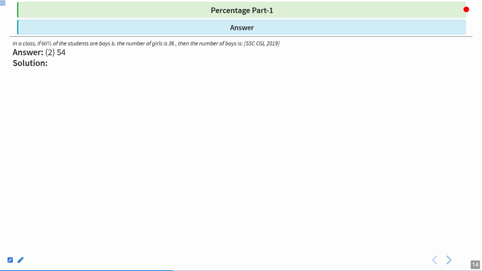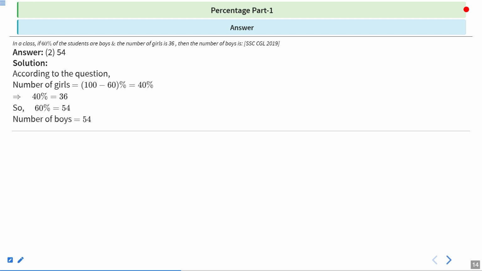Now see the detailed solution. According to the question, the number of girls will become 100 minus 60 in percentage form, which is equal to 40%. And it is also given that this 40% is equal to 36. So 60% will become 54. And this is our question: find the number of boys. So if 40% is 36, what will 60% become? 54. So the number of boys is 54. Second is the correct answer. Next one.